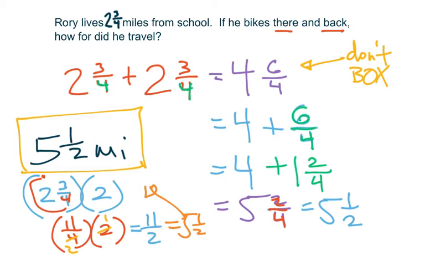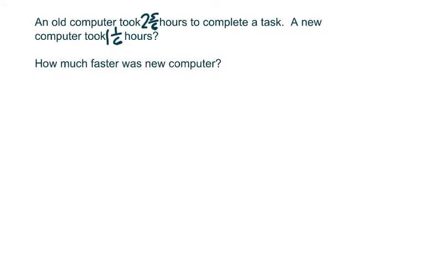All right, uno más. An old computer, and I mean like an old computer, took 2 and 5/6 hours to complete a task. How'd you like to wait for that? A newer computer took 1 and 1/6 hours. How much faster was the new computer? So again, maybe you're the old computer, maybe you're the new computer, but hopefully you're visualizing and you know, oh, this is a subtraction problem.